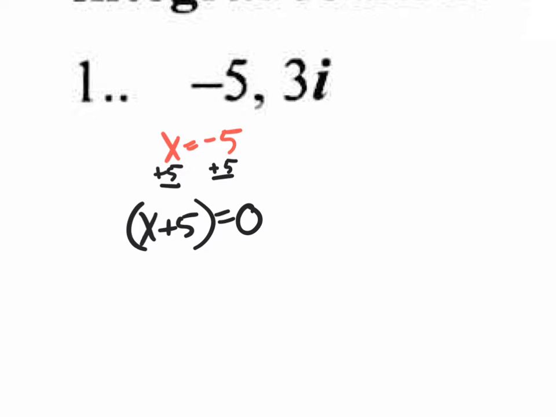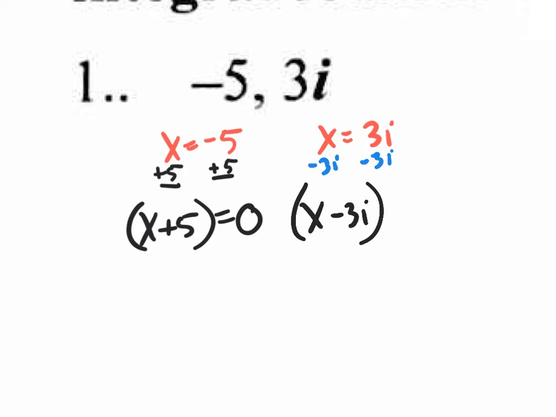Let's also write down this answer over here, x equals positive 3i. That must have come from subtracting 3i from the binomial x minus 3i equaling 0. That's where that answer came from. And we just said the complex conjugate theorem, which is if this is an answer, then you also have negative 3i as an answer. That's what the theorem says. If i is an answer, then negative i is an answer. If negative 7i is an answer, then positive 7i is an answer. Do you get the theorem?